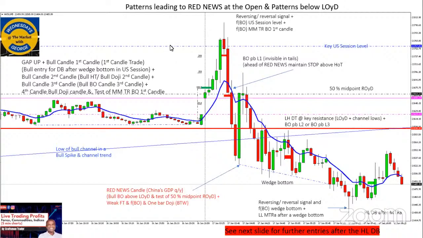So this level here is a key level from the US session, as the market opened with a gap up. That dotted purple line was the close of yesterday. The market opened there, gap up, plus a bull candle, first candle. Now that's a first candle trade.